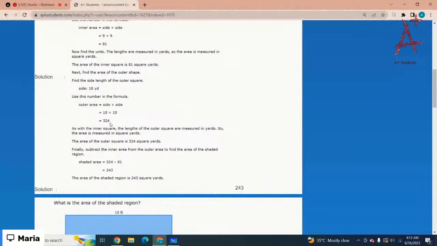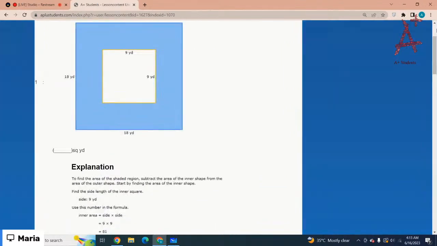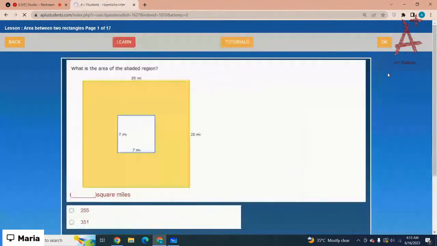Now you have to calculate the area of the colored portion. So you have to subtract the area of the smaller square from the greater one. So you have to do 324 minus 81, that would be 243. Got it? Let's start with the practice question.